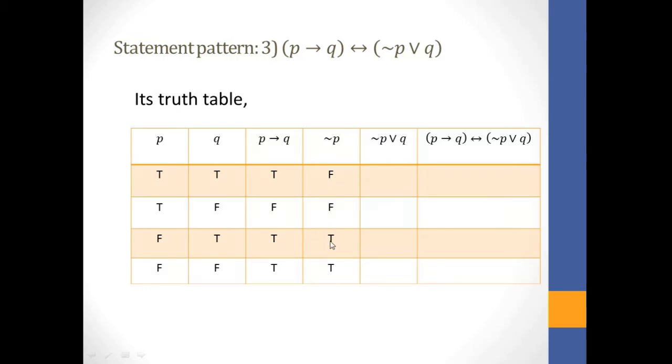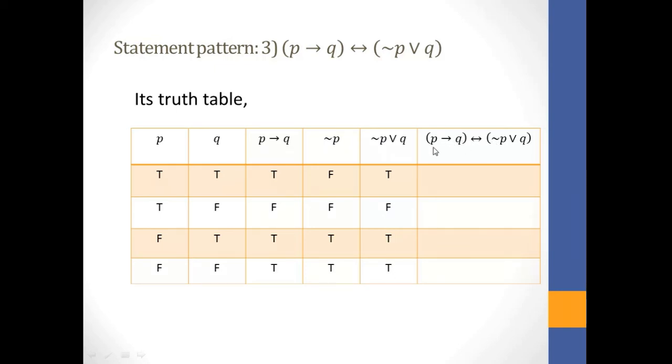Okay, now column number 4 here, negation P or Q. So this is negation P, and or Q. F or T is T. F or F is F. Then T or T is T, and T or F is T. Okay, see here: T, F, T, T.